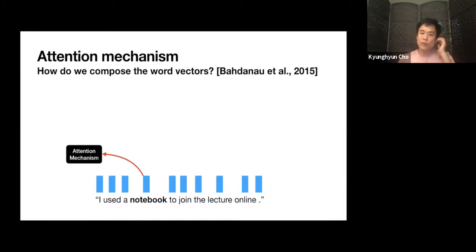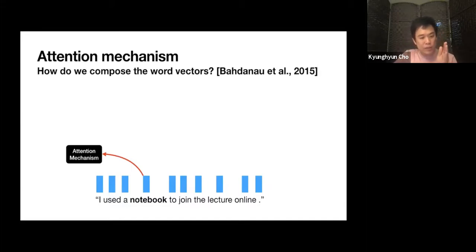And it turned out that in 2015, I, together with my collaborators Dzmitry Bahdanau and Yoshua Bengio in Montreal, came up with this idea called the attention mechanism, although we didn't call it attention back then. What this attention mechanism does is, given a sequence of word vectors of the sentence, in this case, we're going to have as many word vectors as there are words in this sentence. I use a notebook to join the lecture online.